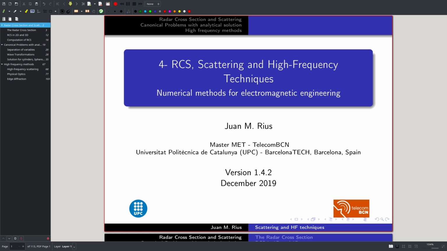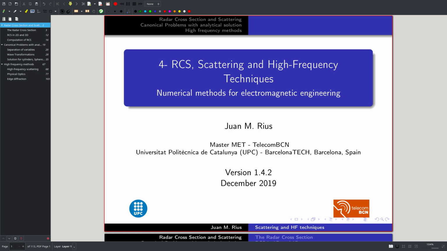The first part will be just dedicated to the definition of radar cross-section, which is the magnitude that we use to measure the strength of scattered fields. Then there will be a second part dedicated to canonical problems, that is problems that have analytical solutions, and I will show you how to solve these problems analytically.